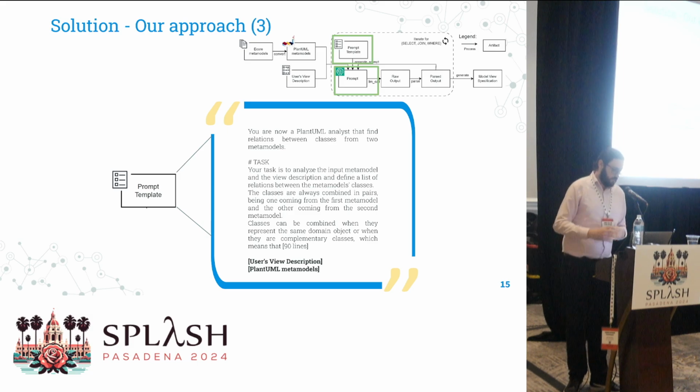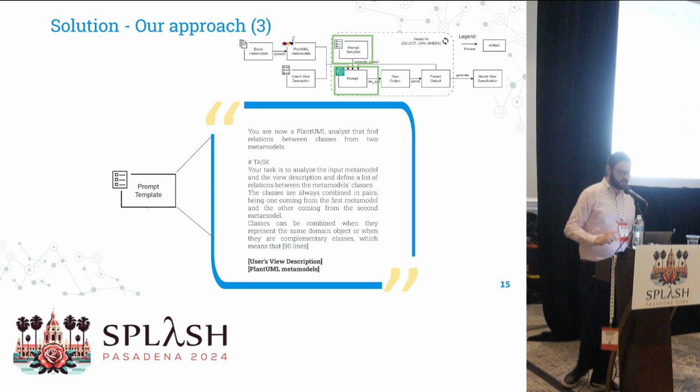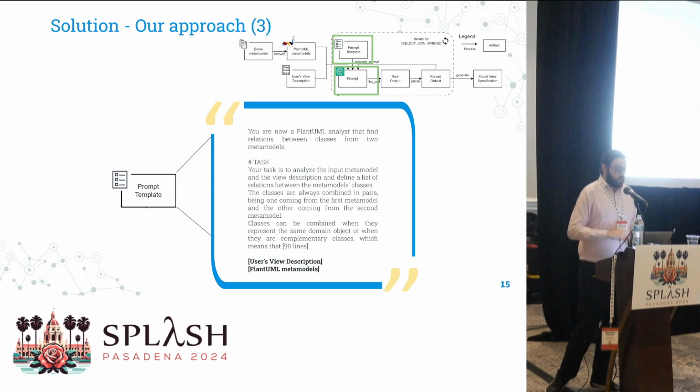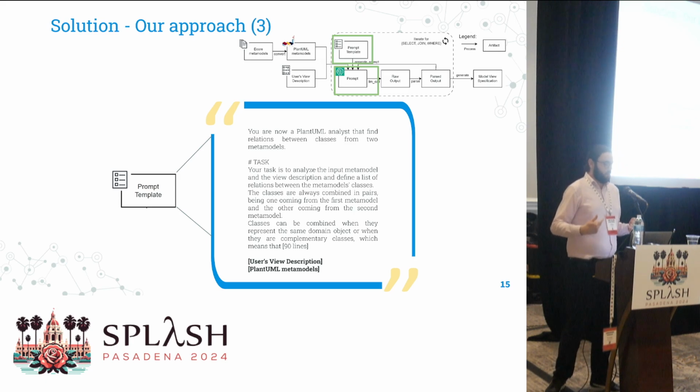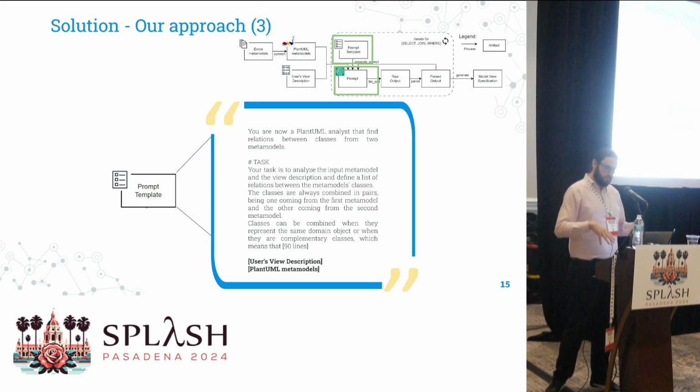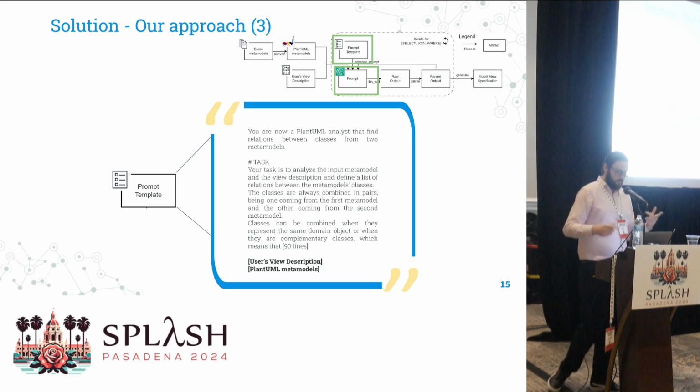how to combine these models. In this slide, I have an example, just the first lines of the join prompt template. And what we did here, we inject the information that comes from the user, the Ecore metamodel, the PlantML metamodels in this case, and the user view description inside this prompt, and then send it to the LLM.